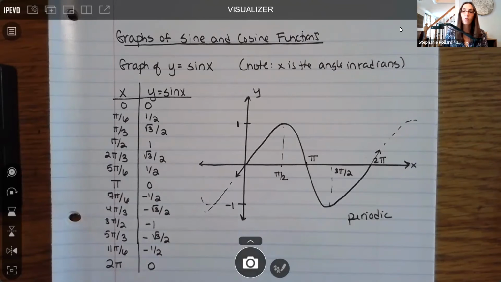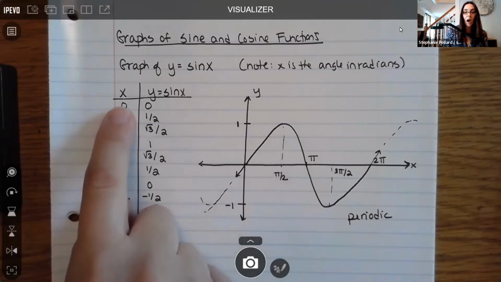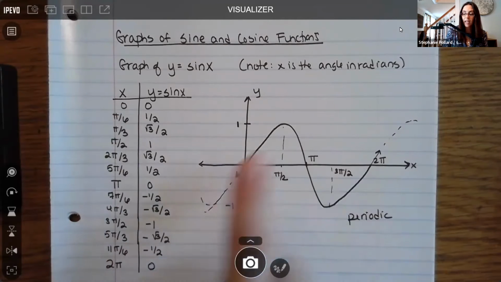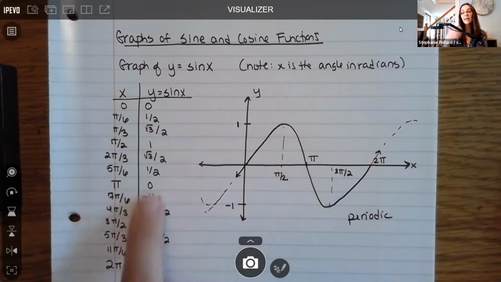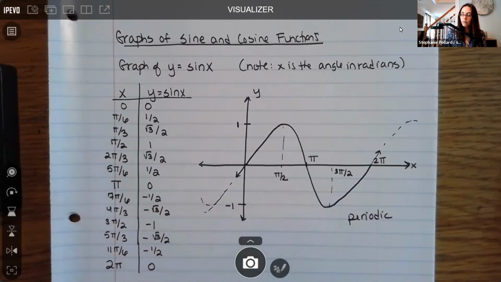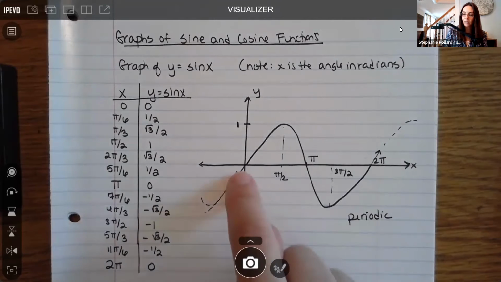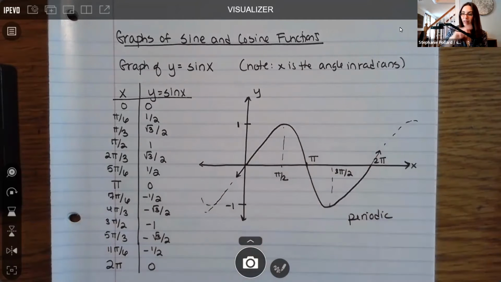One thing I want to note when we're graphing on the xy plane: we're expanding this idea from just the unit circle going around and around in a circle. We're going to actually graph it on that xy plane now. X will be our angle, so x is the angle in radians when we graph on the xy plane. Your y value would be the sine function at that angle, and you get this wave or curve going back and forth.